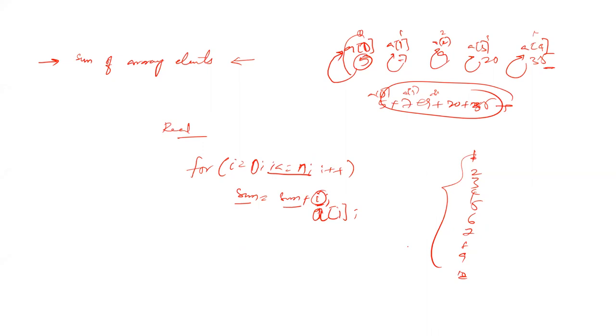Sum equal to sum plus A of i. Your program is done. Same thing, and print the sum. Only sum, not in the for loop, remember. Don't write it inside a for loop. Print it outside the for loop, because the sum is done after completion of your for loop. After completing the for loop, you print the sum value. This prints the sum of array elements.